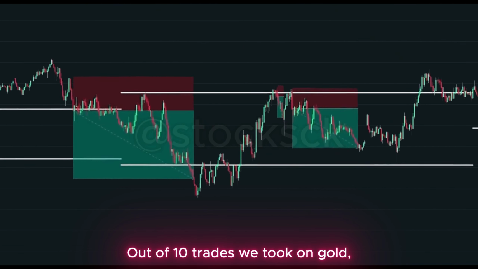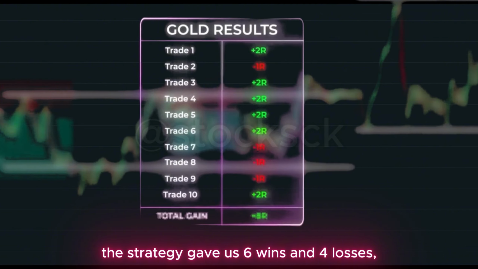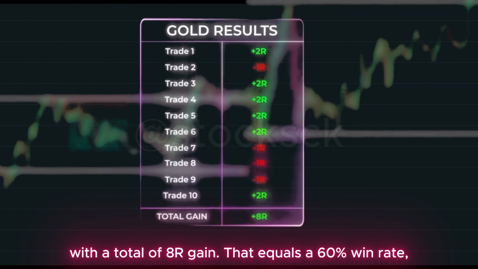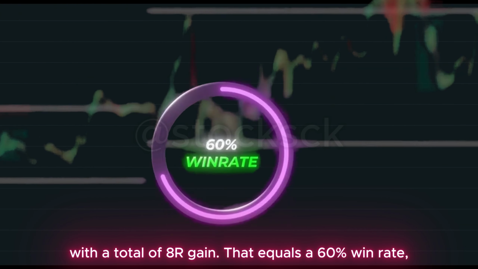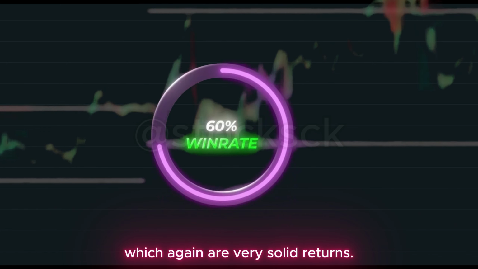Out of 10 trades we took on gold, the strategy gave us 6 wins and 4 losses, with a total of 8R gain. That equals a 60% win rate, which again are very solid returns.